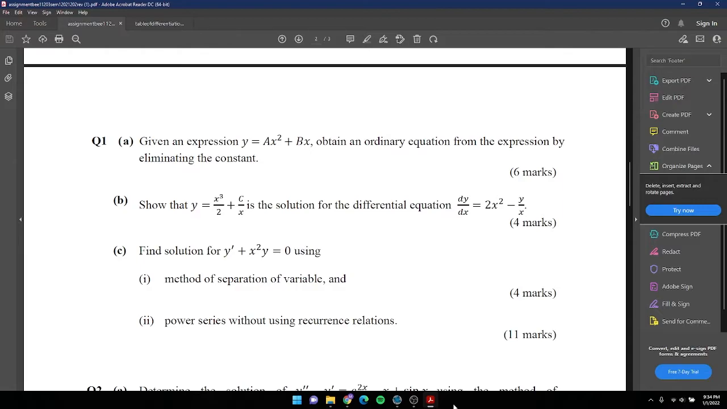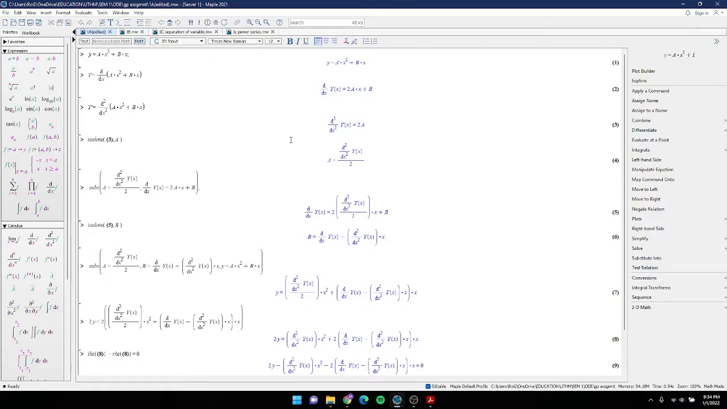For question 1a, given an expression y equal to ax squared plus bx, obtain an ordinary equation from the expression by eliminating the constants. First step, you need to differentiate the equation ax squared plus bx. You get 2ax plus b, and then you differentiate again, you get 2a. So you have equation 1, equation 2, and equation 3.